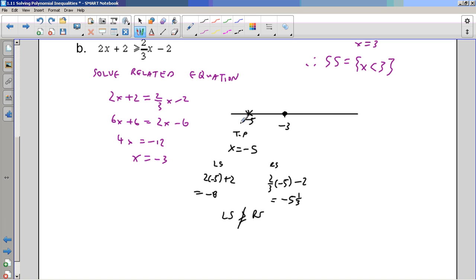But let's try a test point over here. My favorite test point is x equals 0. I love using the test point x equals 0 because the arithmetic is usually easy, right? 2 times 0 plus 2 is 2. And the right side is 2/3 of 0 minus 2 is -2. So now is the left side greater than or equal to the right side? Yes, because 2 is greater than or equal to negative 2. So this is a solution, and I know that all of these are solutions.